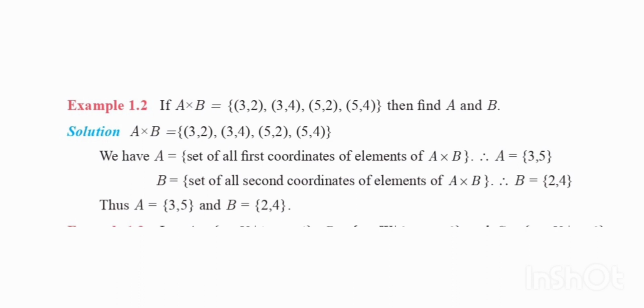We know the first element of each ordered pair is from A. So collect all those elements and write it as A. Similarly, the second element of each ordered pair is an element of B. So collecting those elements and entering them as B, we have here A is {3, 5} and B is {2, 4}.